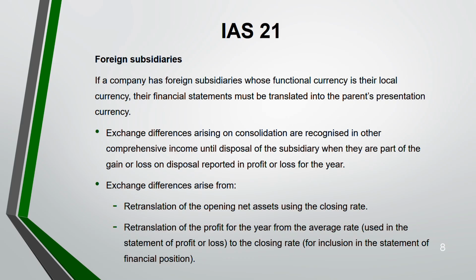Second, when you are retranslating the profit from the average rate to the closing rate. When you first translate the profit, you use the average rate. But the second time, when you are retranslating it, it is at the closing rate. The first time, using the average rate, it goes in the statement of profit and loss. The second time, you retranslate it to include it in the statement of financial position.